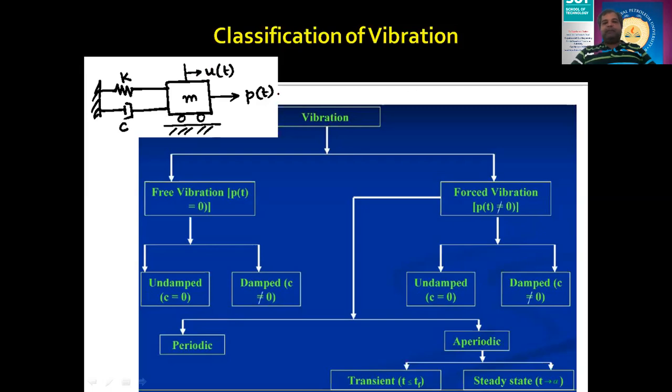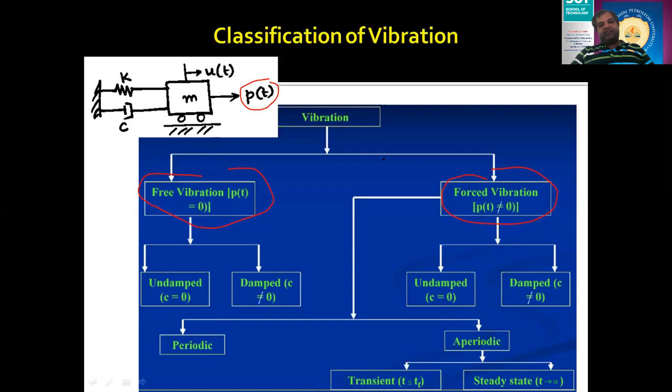Now, based upon this MCK system, let us define various types of vibrations. Basically, if I want to classify vibration, as you know, it is generally of two types: the first is free vibration and the other is forced vibration. Free vibration happens when, after an initial disturbance to this particular mass, I am not giving repeated values of P of t, meaning the external force P of t is 0. In this case, this system will vibrate with its natural frequency, and this is known as free vibration.